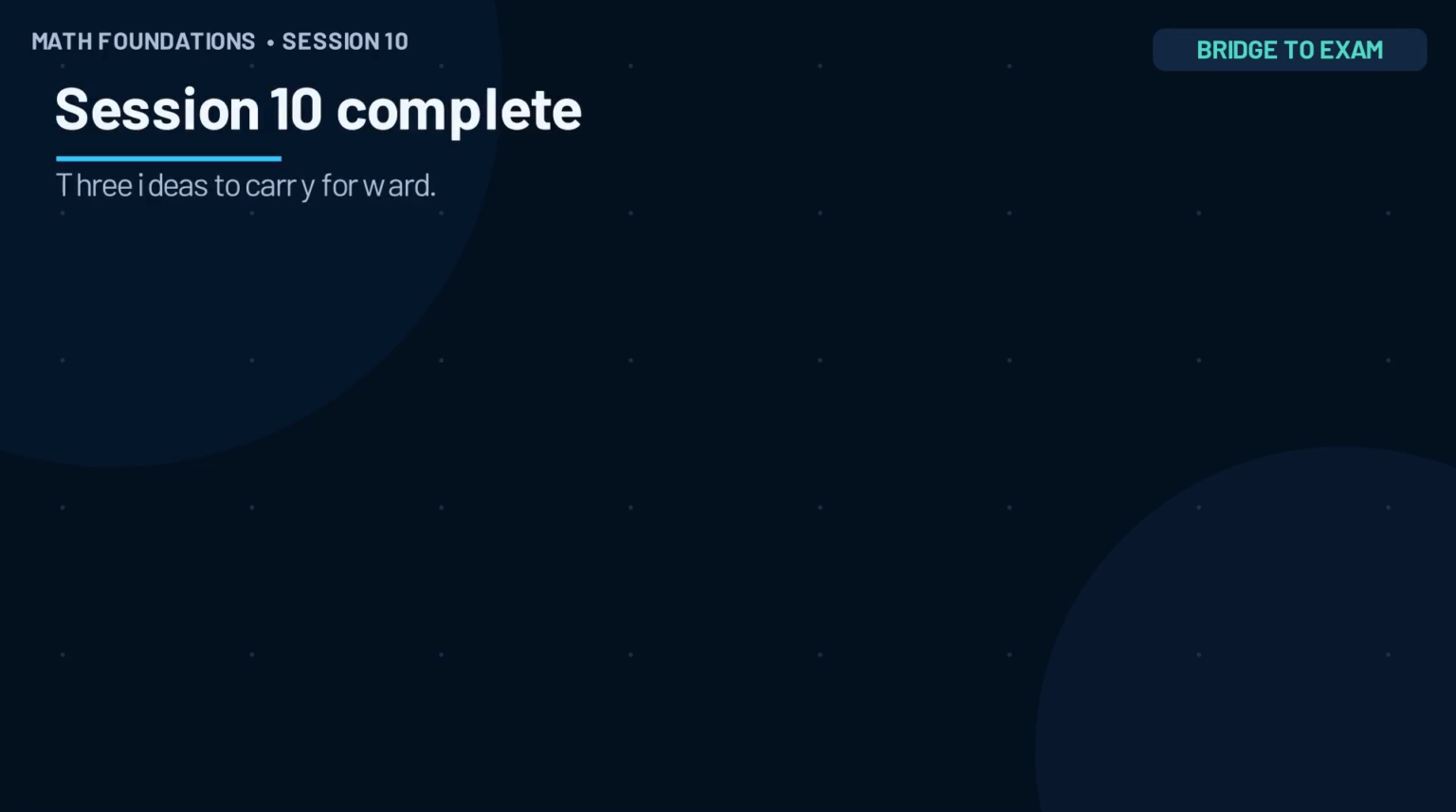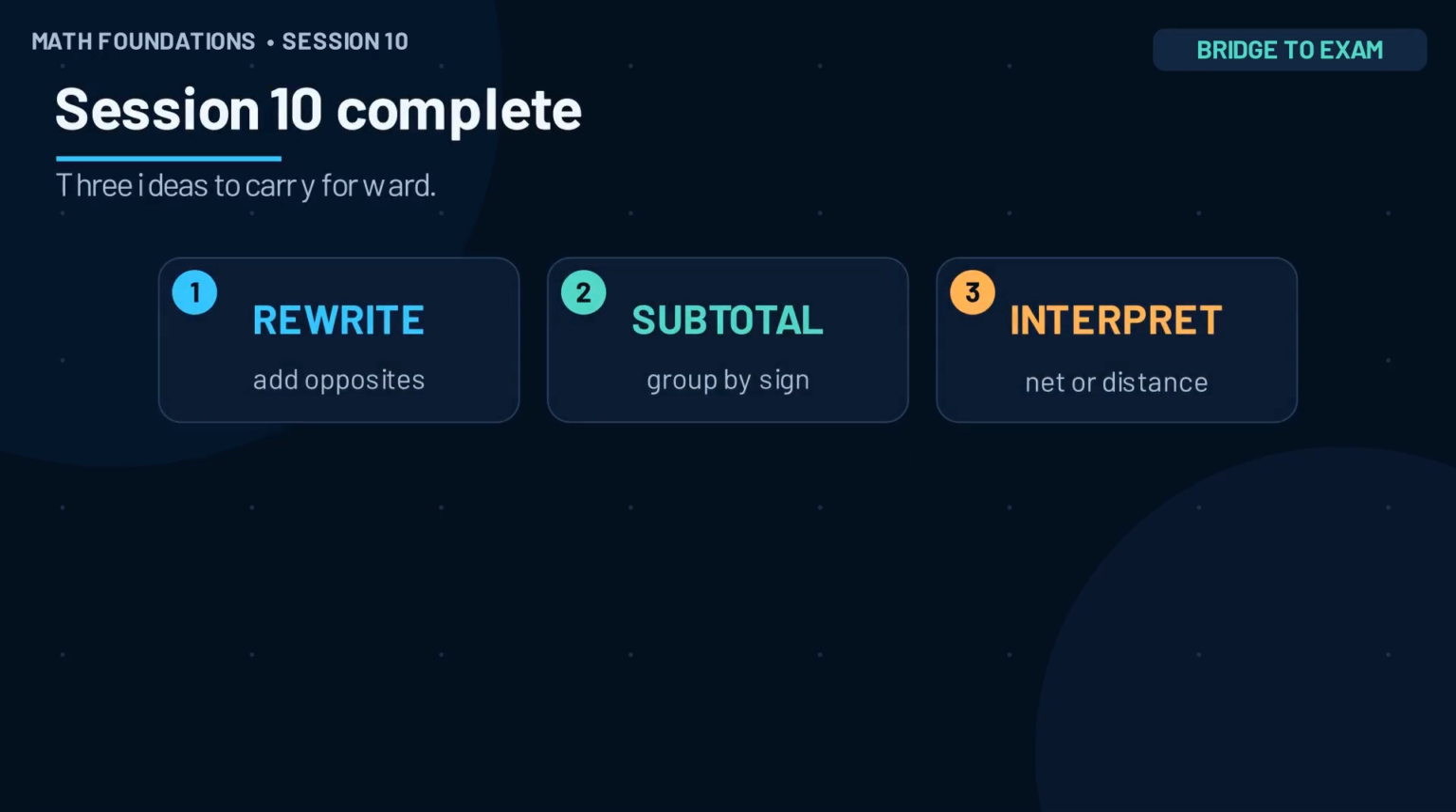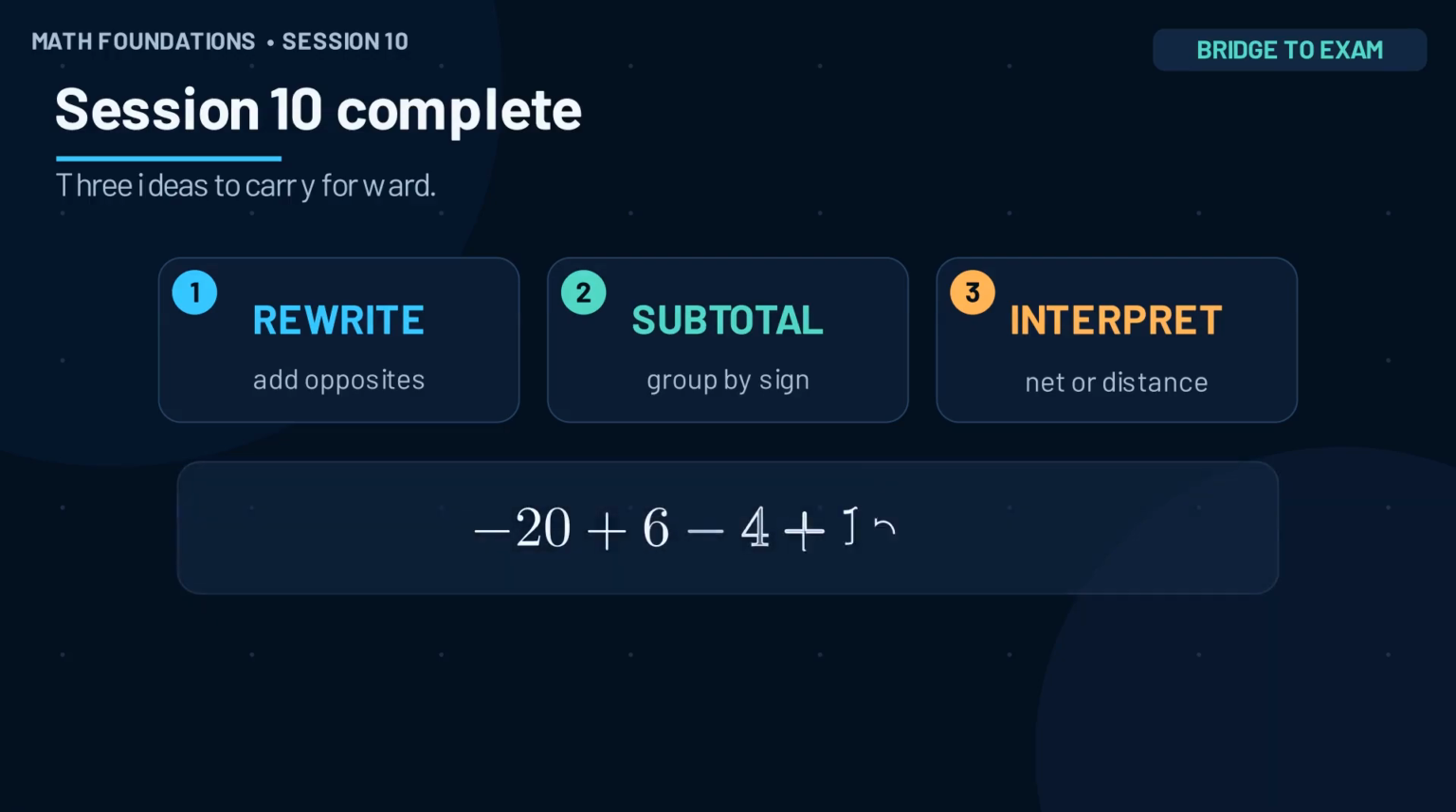Let us recap. Rewrite subtraction, group by sign, compute subtotals, and combine. Read carefully to separate net change from total distance. For a quick check, negative 20 plus 6 minus 4 plus 15 becomes negative 20 plus 6 plus negative 4 plus 15. Positives total 21, negatives total negative 24, so the answer is negative 3.